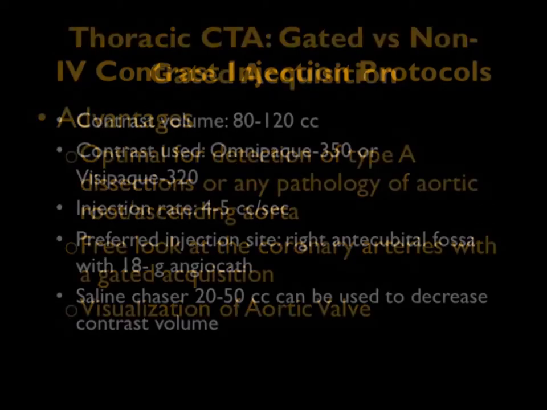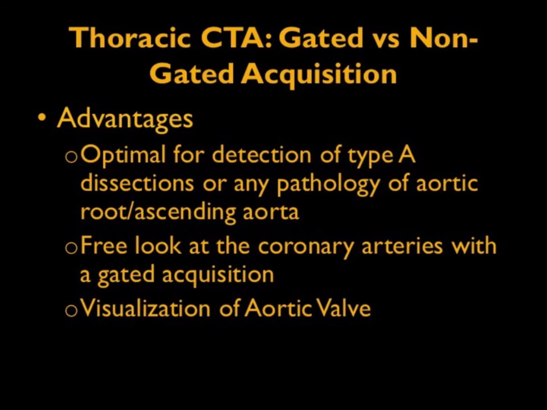a triple rule out. Now, in general, when you speak about the thoracic aorta, you talk about gated versus non-gated studies. When you're doing the coronary arteries, there's no question. You have to gate the studies. When you're not doing coronaries, if you're doing a gated study versus non-gated for aortic dissection, the advantage of a gated study always is there's less motion artifact, and so you would not confuse things in the aortic root, so you're not going to over or underdiagnose a type A dissection.